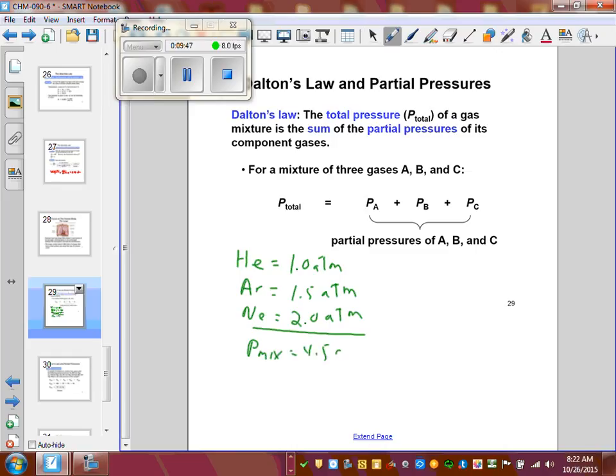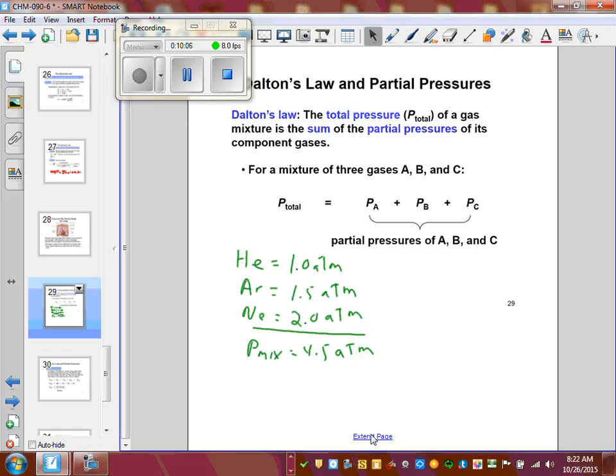How do you know what the partial pressure is? I just told you. The sum of all 3 is the mixture. No, I know the mixture, I'm saying individually, how did you know? I made up numbers. You would be given numbers.